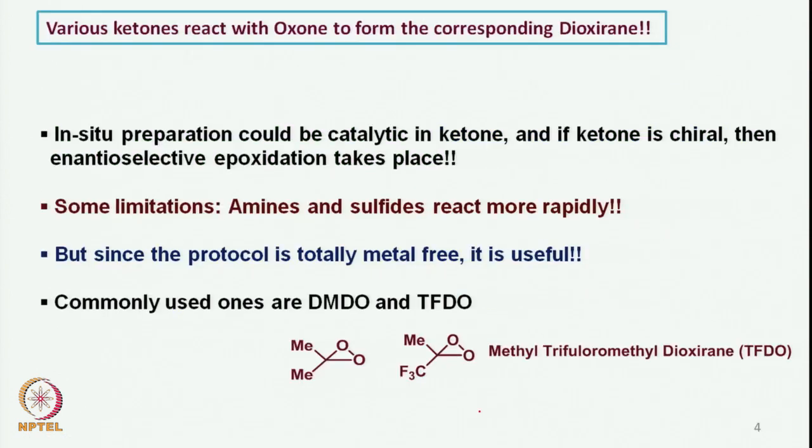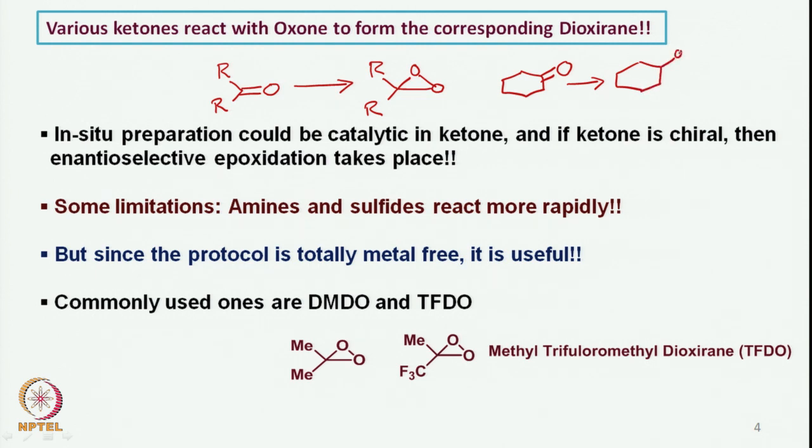Now this is a very general way of reacting. Various ketones of different kinds have been found to react with this oxone to form the corresponding dioxirane. So that means we can write a general way of representing that we have a ketone, which is an acyclic ketone right now, that can form the corresponding dioxirane. Irrespective of what the R groups are, you can have the corresponding dioxirane. In a similar fashion, you can also have a corresponding cyclic ketone that can give the dioxirane of this type.